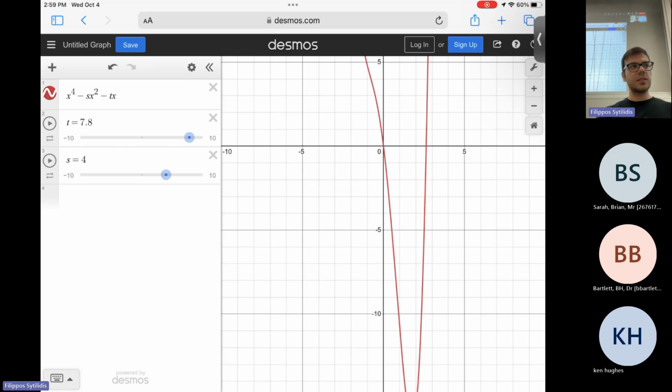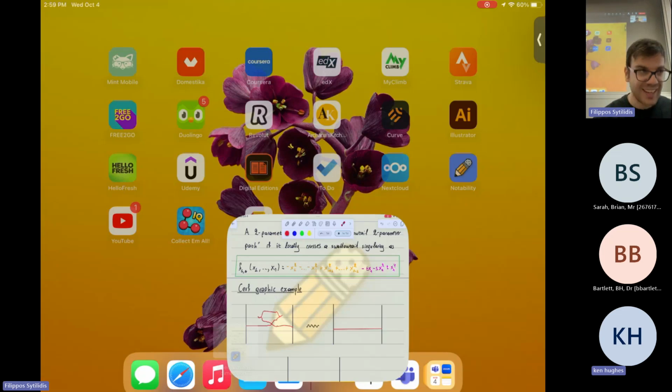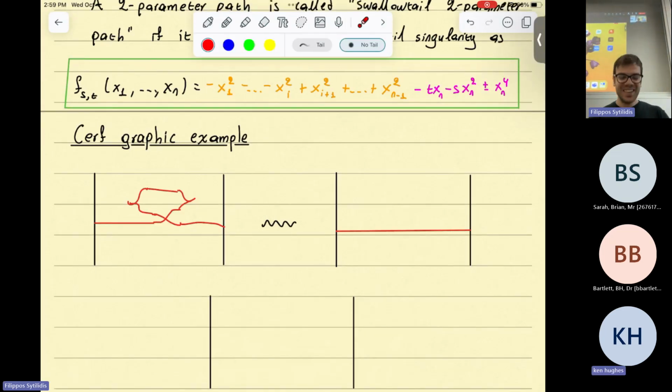Okay. So this was basically showing, with a demo, what you were seeing, an example of a one-parameter path, because we fixed S, that has this Cerf graphic. We started with a single critical point. We had a birth, we had a crossing, we had a death, and then we ended with a single critical point.